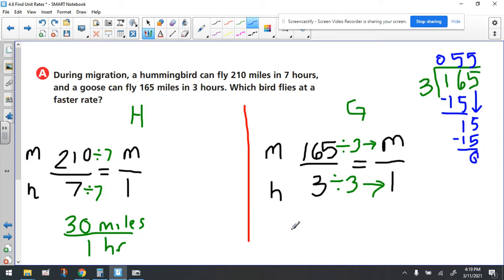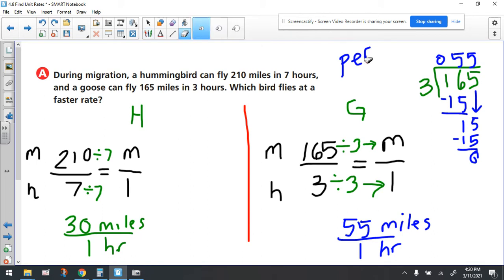All right, so when we write it as a unit rate, then we're talking about the goose flying 55 miles per 1 hour. Miles per 1 hour. All right, by the way, sometimes you might see it written instead of the slash. If you ever see the word per instead, this word is kind of the equivalent of this symbol. Per means divide. All right, but that's just another little side note.